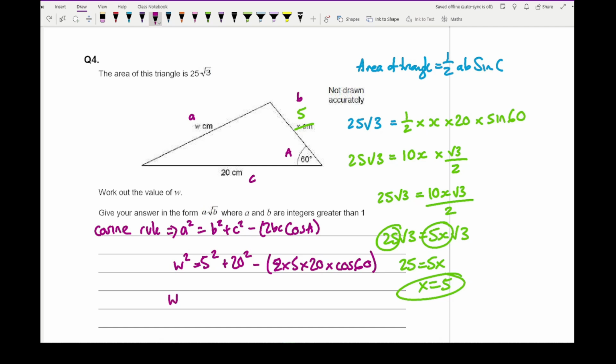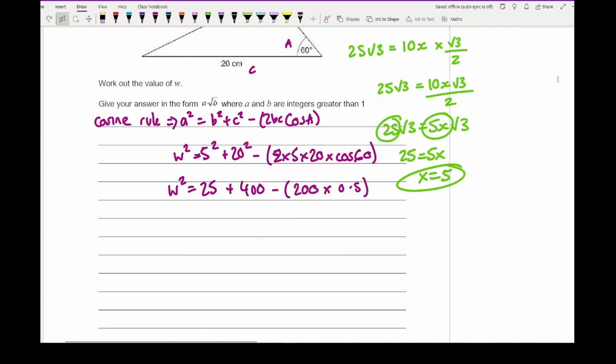So I get w squared equals 25 plus 400 minus 2 times 5, which is 10, times 20, which is 200, times 0.5. Now from this, what I can then do is work out w squared. So I join these up, 425 minus 100. So w squared equals 325. And what I want to do is then square root that. So w equals the square root of 325.